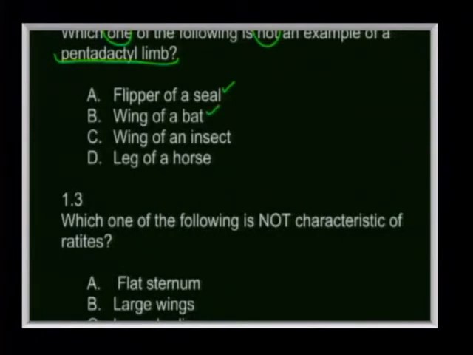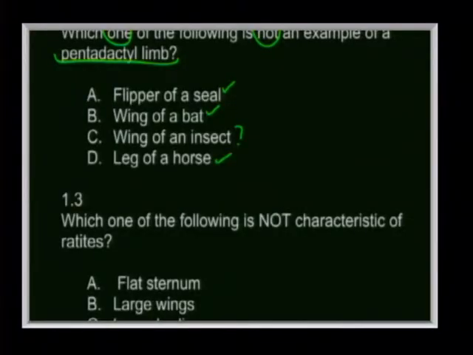The wing of an insect? No. If you think of animal diversity, it's in a totally separate phylum. And then the leg of the horse, correct. So in this case, the one that is not representative of a pentadactyl limb would then be C, which is the wing of an insect.